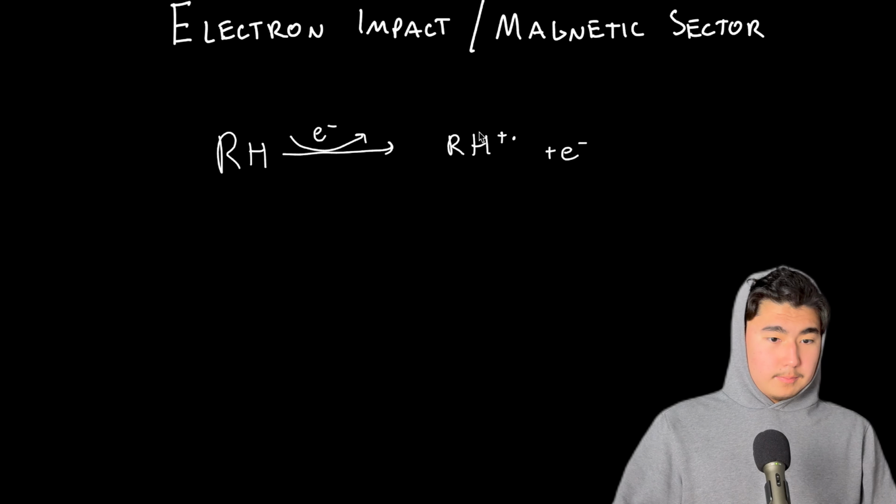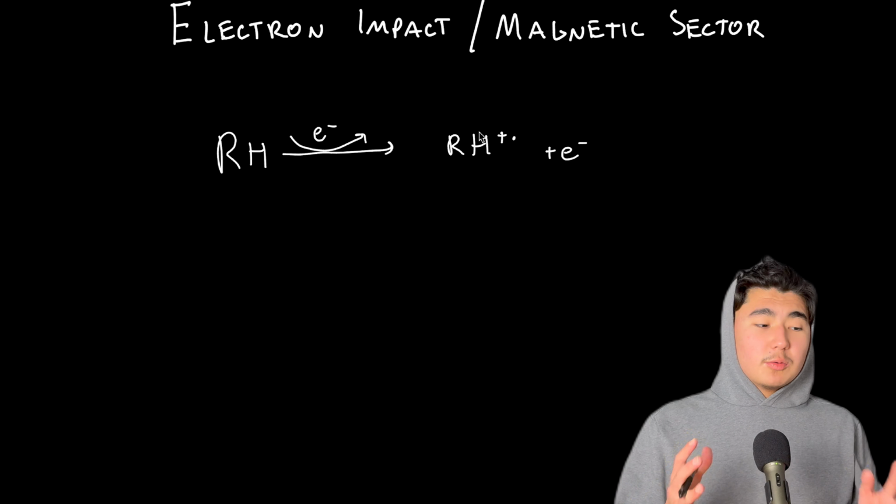Throughout this entire video, we're mostly going to be talking about electron impact and that magnetic sector. That's basically when we have those high energy electrons that strike our organic molecule, and that's when they're going to turn into cation radicals. So I'm going to write that down real quick. This is basically what it's going to look like.